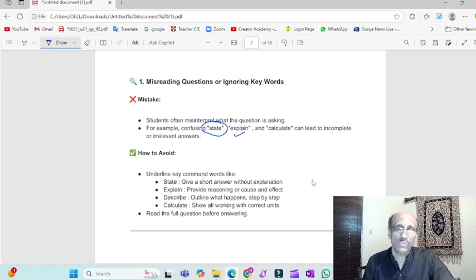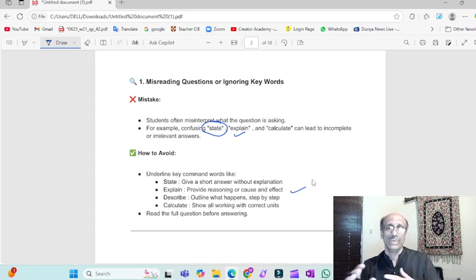Similarly, for explain, you have to provide a reasoning. The question related to this: explain why a car stops when the brakes are applied. Certainly the car will stop when the brakes are applied, because the force of friction between the road and tires will increase. Now this is the reasoning, which is the key point in order to explain the question.